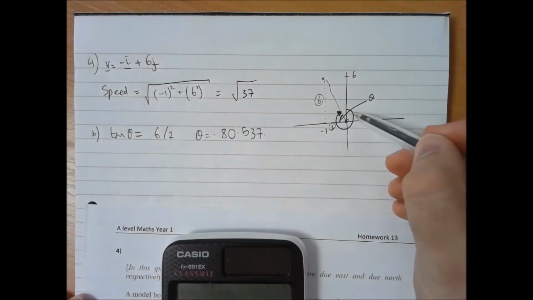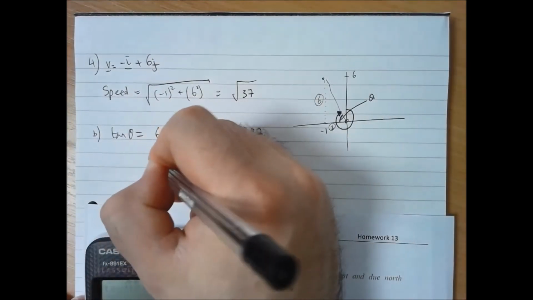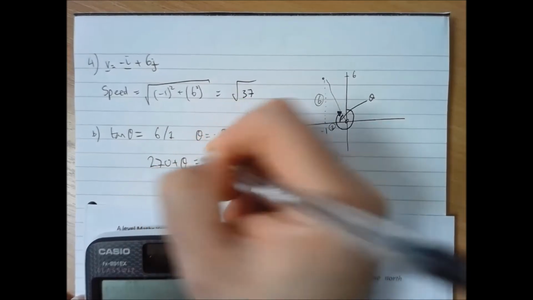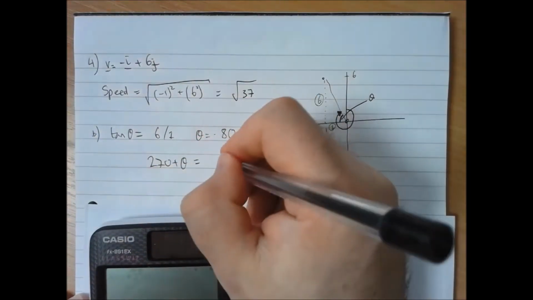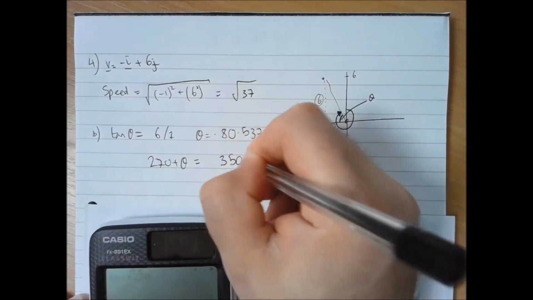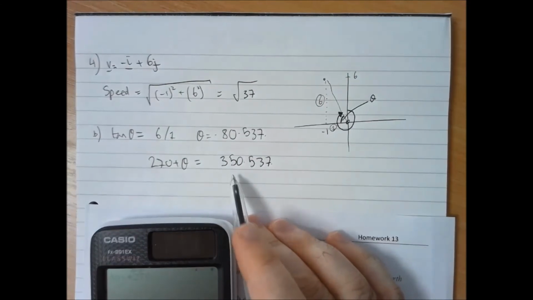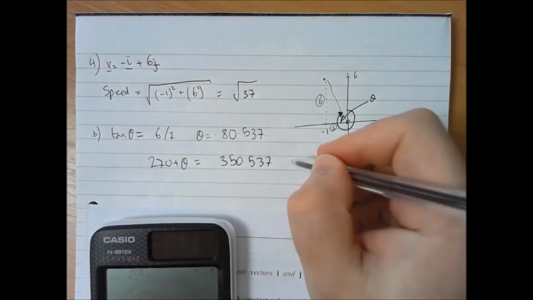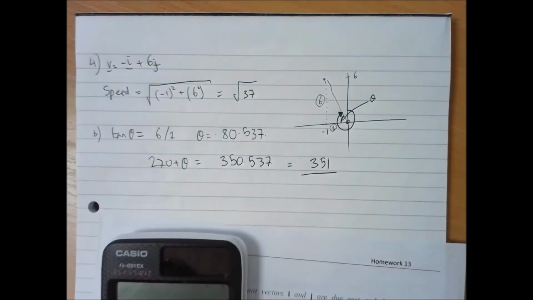Once we've got this, we just need to work out the actual bearing. So we have to add on 270 to this. So 270 plus theta equals, if I add 270, I get 350.537. One of the conventions with bearings is we also give it to the nearest whole degree. So this is 351 as our bearing.